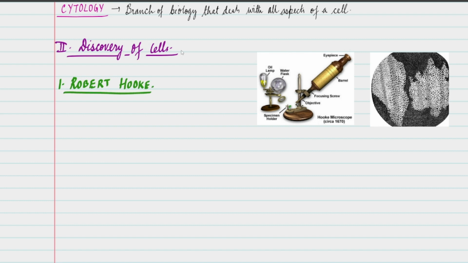As you can see, this is the observation of Robert Hooke, and this is the microscope with which he observed. Cells were first discovered by Robert Hooke in the year 1665. He is the first person to describe or observe a cell. What exactly did he observe? What was the specimen? He observed cells in a thin slice of cork.